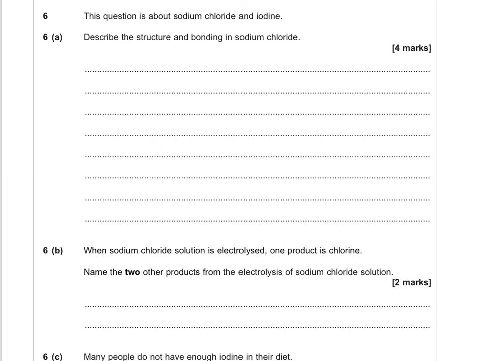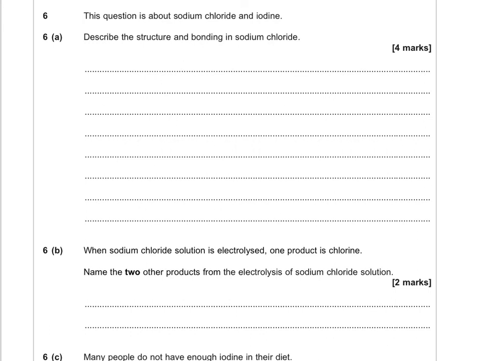Question 6. This question is about sodium chloride and iodine. Describe the structure and bonding in sodium chloride. For this one you need to say that it's a giant ionic compound. It's got a giant lattice structure and it contains the ions Na plus and Cl minus that are held together by a strong ionic bond.